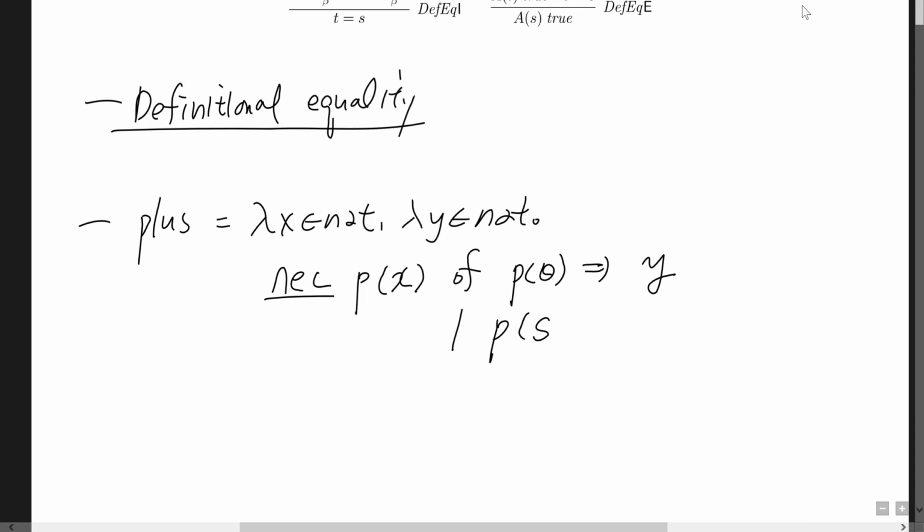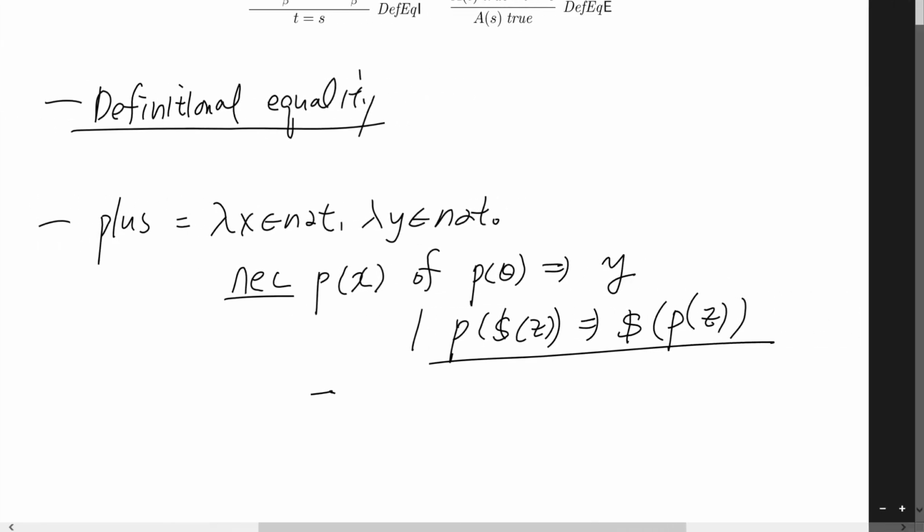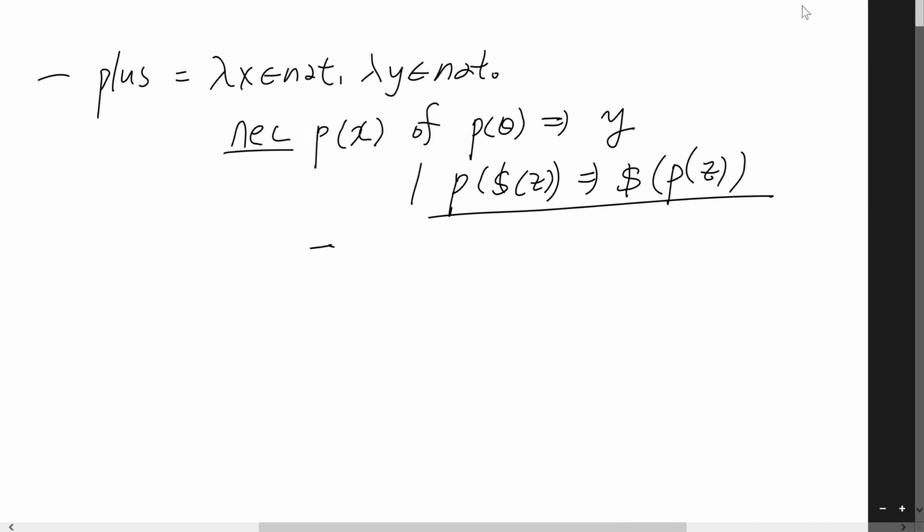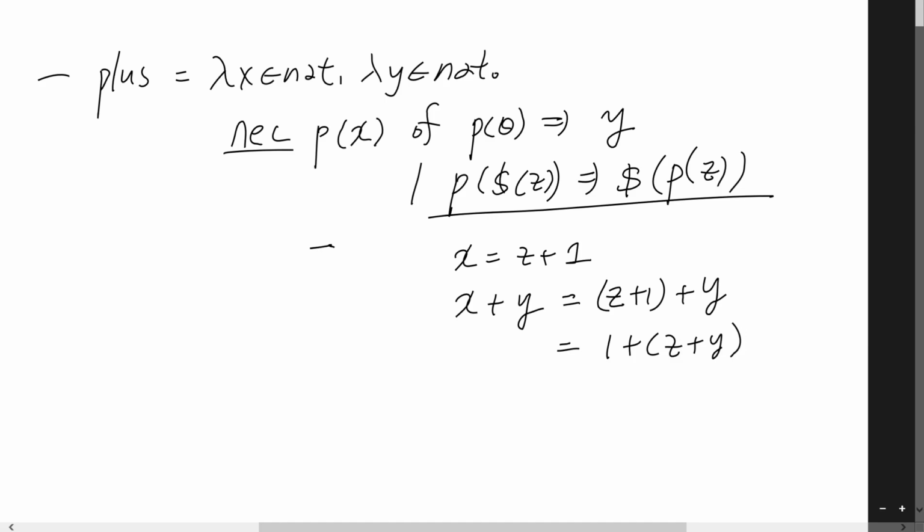If x is a successor of z, then we make a recursive call with argument z, and then apply this successor. So what this means is that if x is z plus 1, then in order to compute x plus y, which is z plus 1 plus y, which can be rewritten as 1 plus z plus y, we first compute z plus y by calling this recursive function, and then apply the successor to add 1. So that's the idea. So z plus y will be computed by this recursive call p of z.